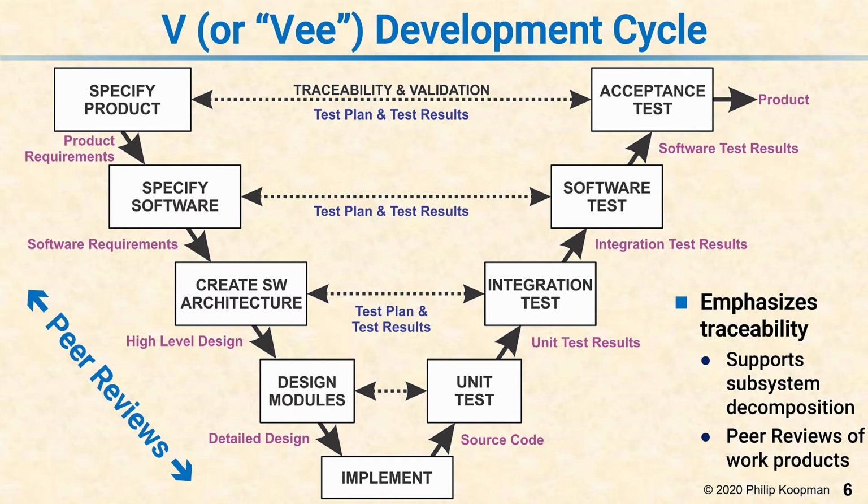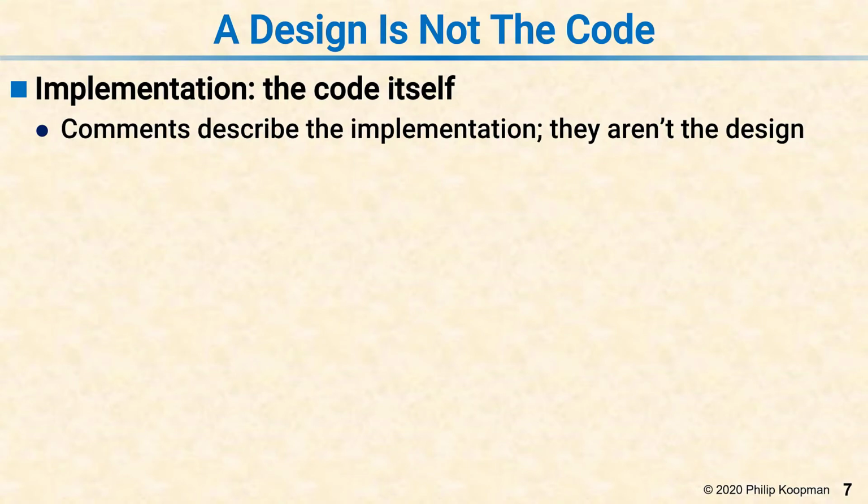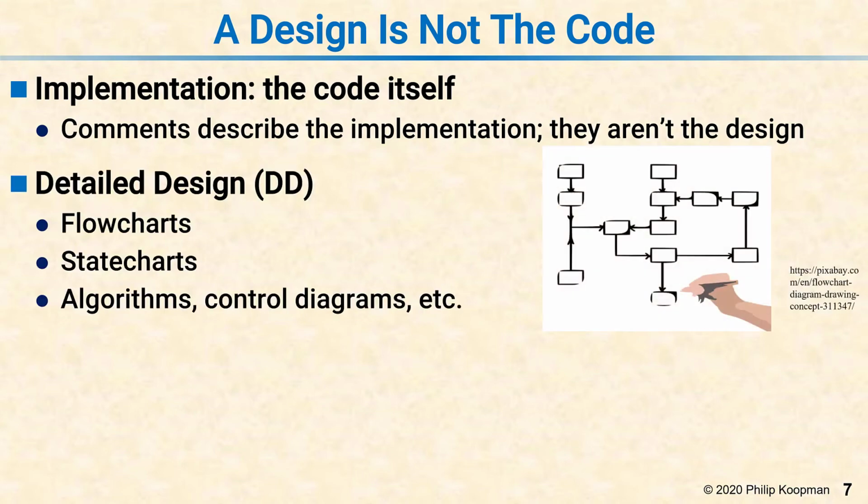Let's spend a little time looking into what's inside the boxes of the V model we just saw. An important takeaway is when you say there's a design, that's not the code, it's an entirely different thing. The implementation is the code itself. And if there are comments in the code, that's not a design. That's a comment describing how the implementation works. A design is a completely different thing. There are two levels of design shown in this V. One is detailed design, DD, which is flowcharts, state charts, sketches of algorithms, control diagrams, things like this. So a detailed design is not how the code does the job.